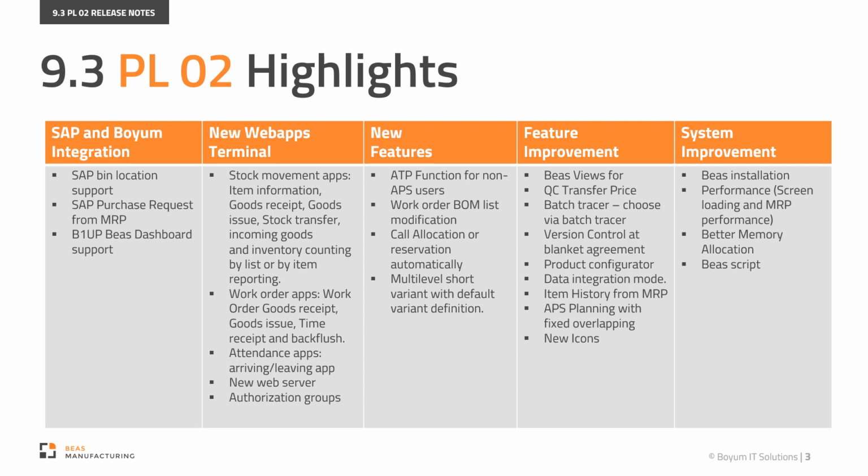The new features of the fresh release include ATP function for non-APS users, work order BOM list modification, the automatic calling of allocation or reservation, and the multi-level short variant with default variant definition. We have improved several existing features like the QC transfer price, batch tracer, and version control at blanket agreement. We have enhanced our product configurator, the data integration mode, improved item history from MRP, APS planning with fixed overlapping, and also added new icons.